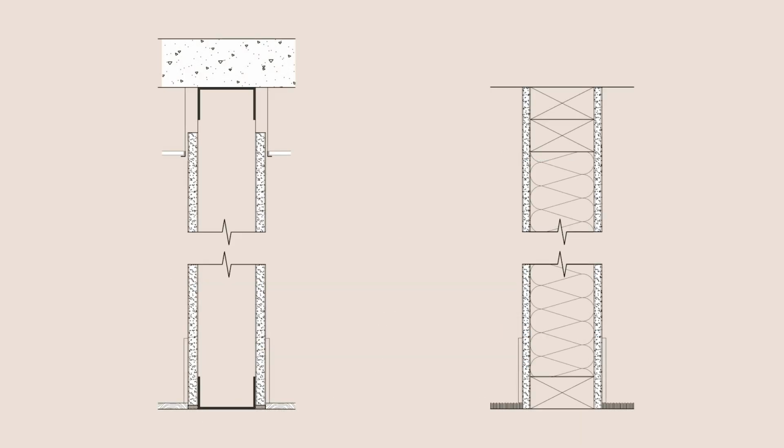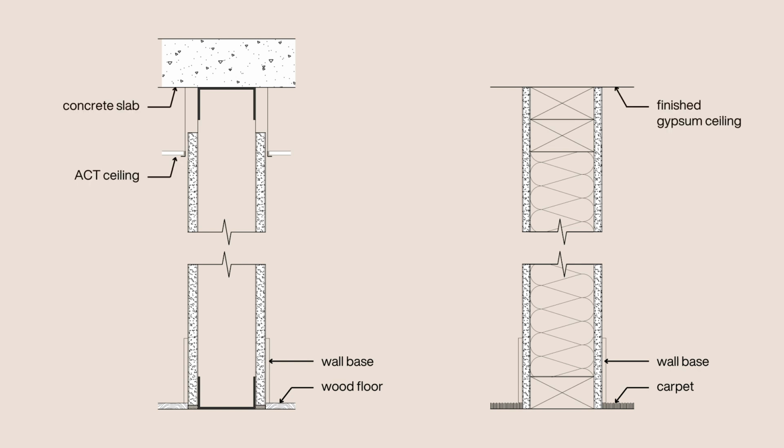Some other items that you might see on both types of partition details are the finished floor on either side, such as carpet or wood flooring, and wall base, which is used to hide the imperfections of the wall construction or the sealant. You may also see different types of ceiling construction, such as a concrete deck, a gypsum ceiling, or an acoustical ceiling tile, often abbreviated as ACT.